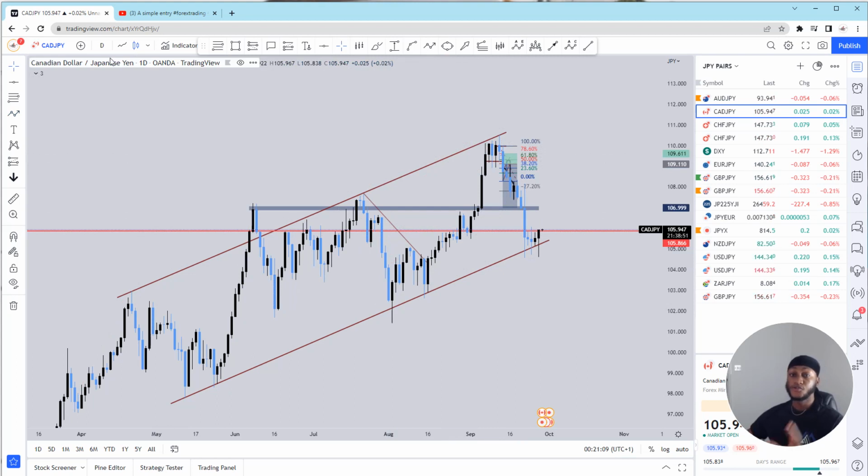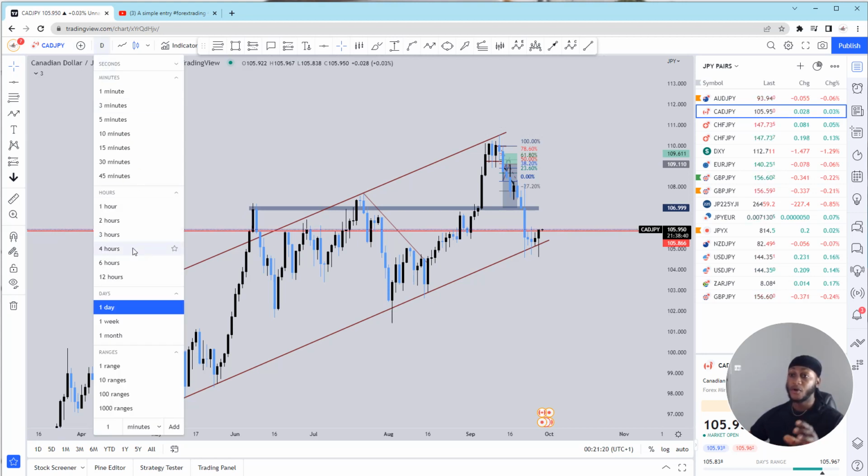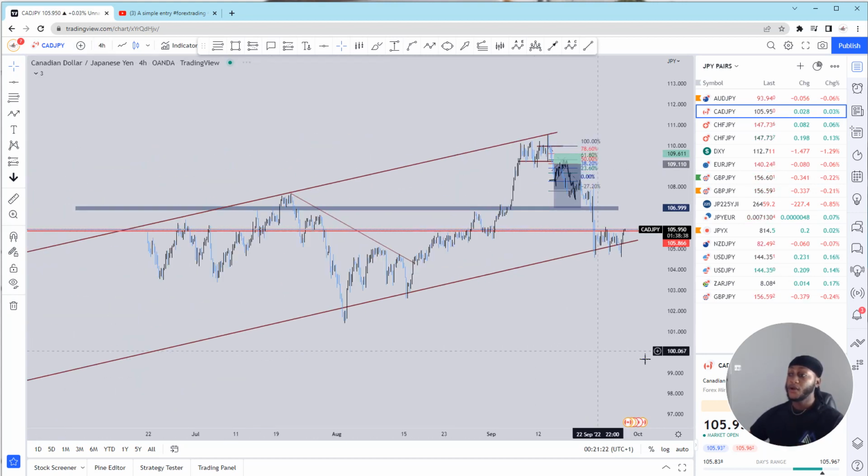Now I'm going to drop back to my lower time frame. However, we're going to move back to our daily first because I have something I want to explain and show you in more detail. So let's go back to our 4-hourly, then we'll come back to the daily. Now we come back on CAD yen.